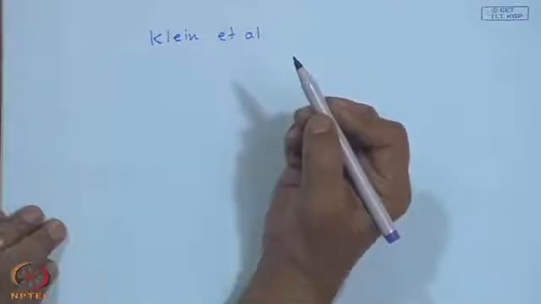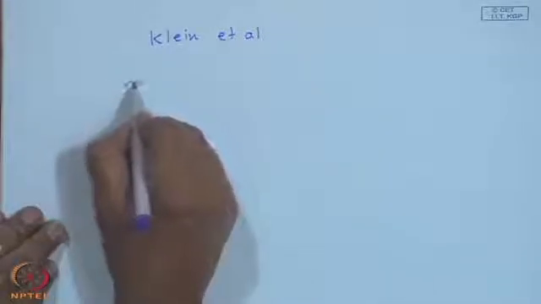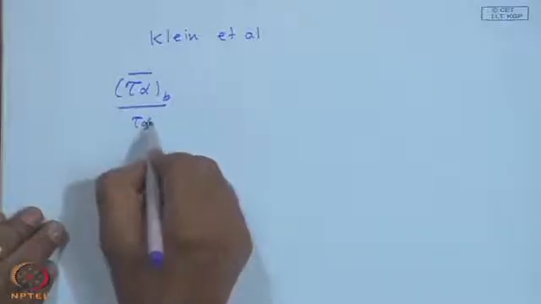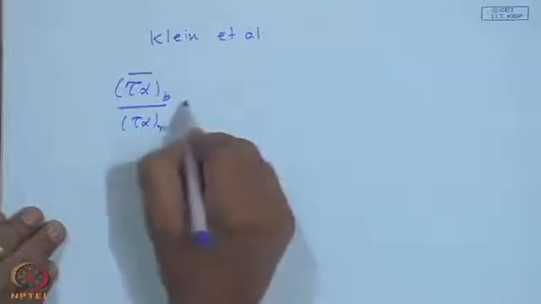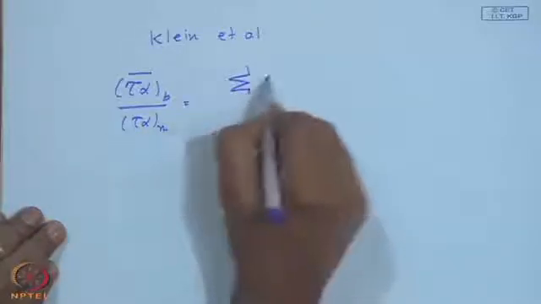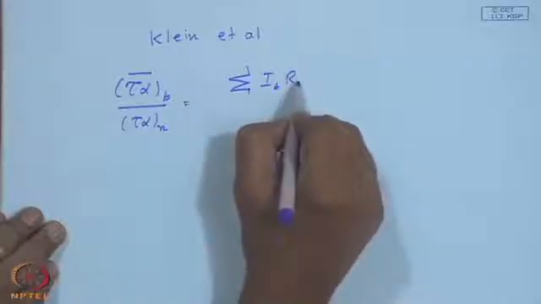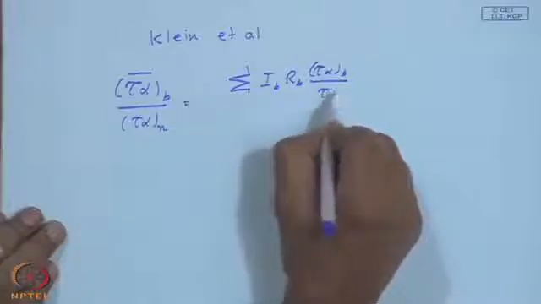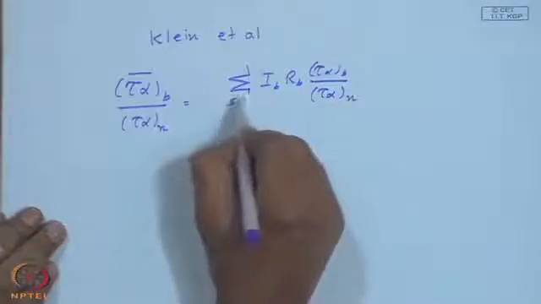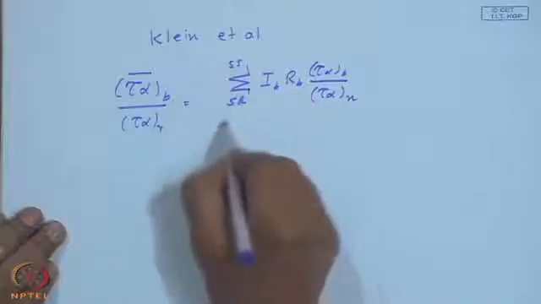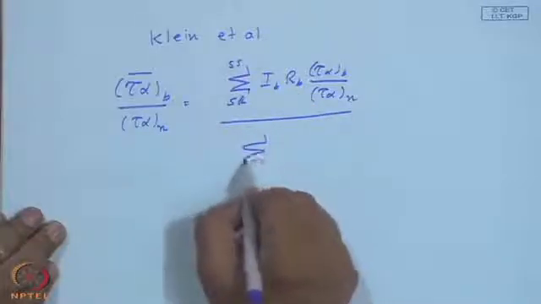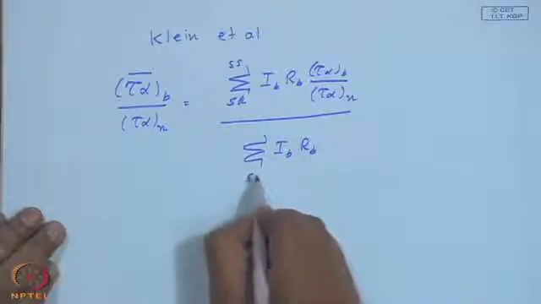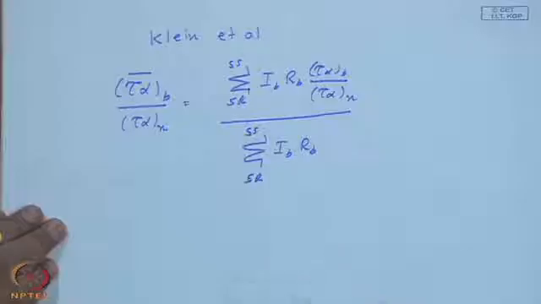Have evaluated this tau alpha bar b by tau alpha n, given by sigma I b r b tau alpha b upon tau alpha n, again from sunrise to sunset, appropriately weighted by I b r b from sunrise to sunset.